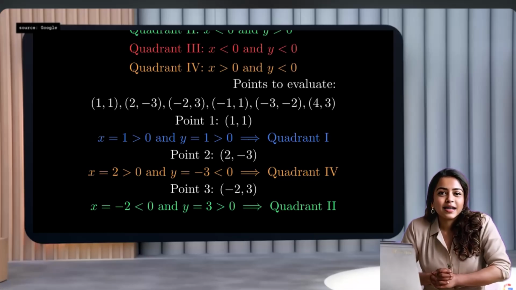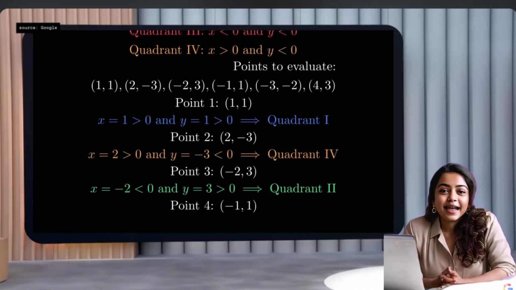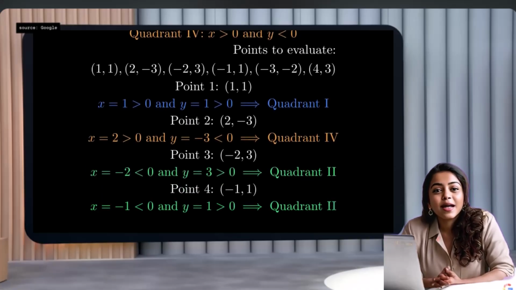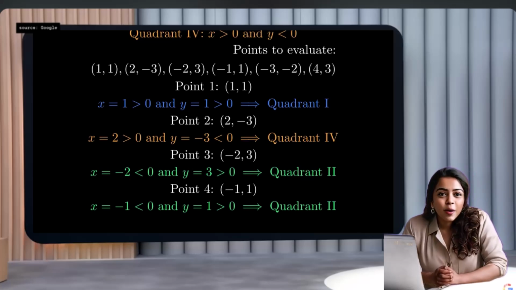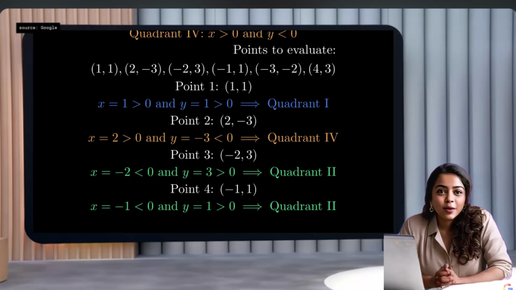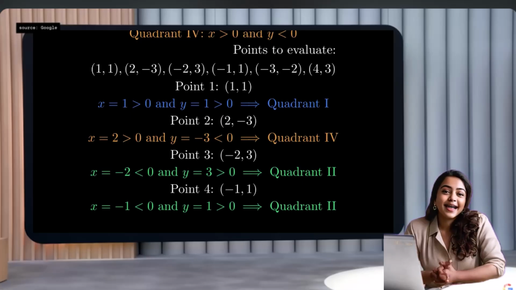Let's look at the point (-3, -2). Here's where (-3, -2) is located on our coordinate plane. Since x equals -3, which is less than 0, and y equals -2, which is also less than 0, this point lies in quadrant 3. So it's not in either quadrant 1 or 2.